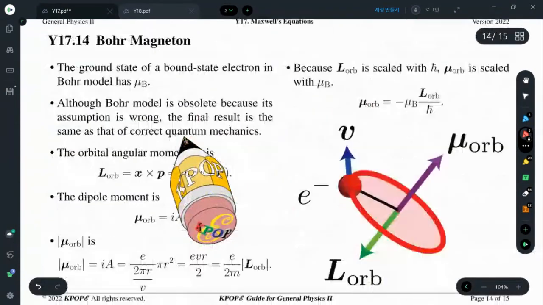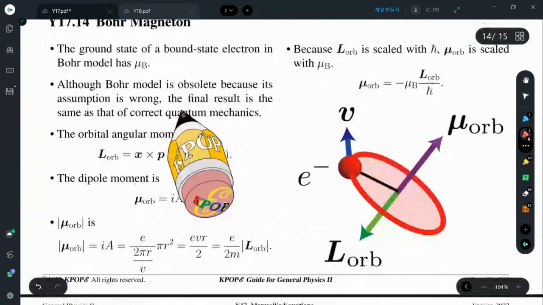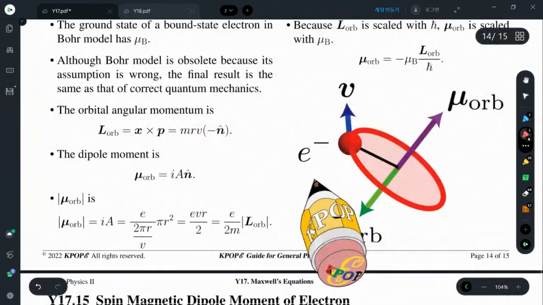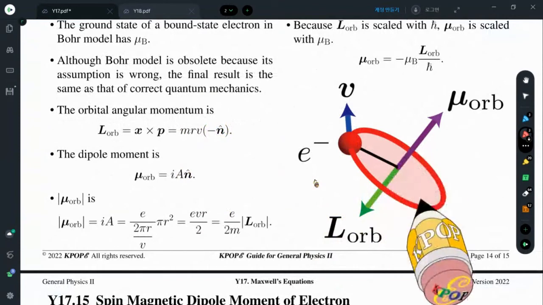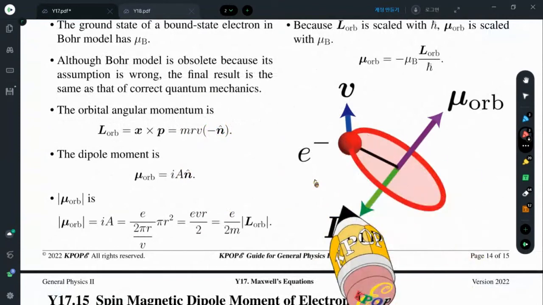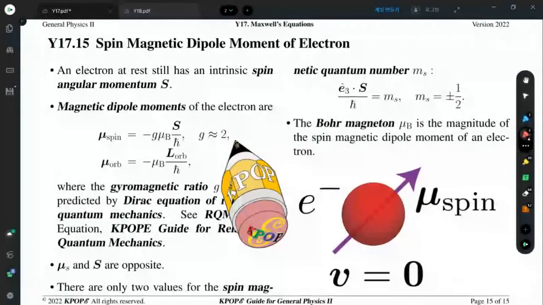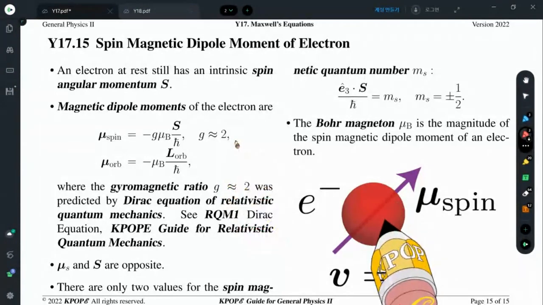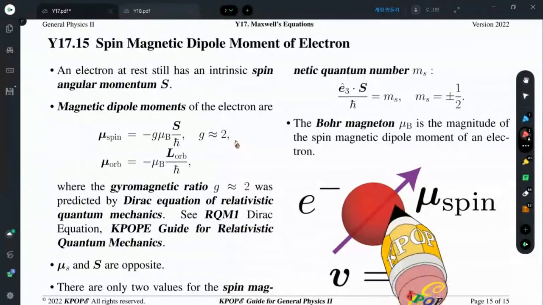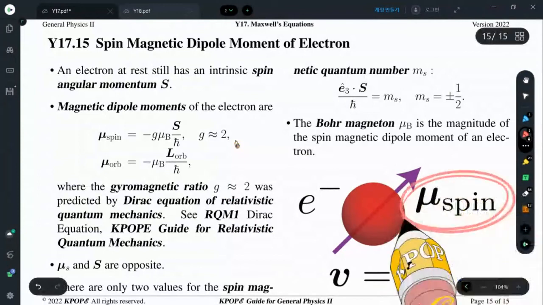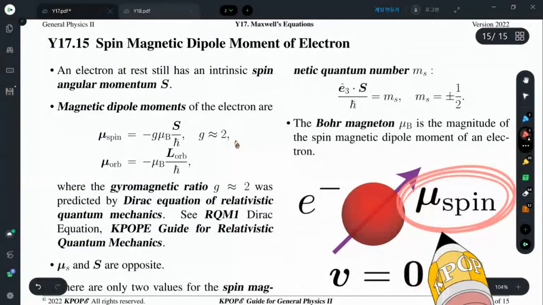In addition, the Bohr magneton is just the interpretation of cross-sectional area multiplied by current. So you can follow this simple calculation. In addition, there is a spin magnetic moment. That means an electron that does not travel, that is standing still, has a magnet. It is an absolutely new idea.